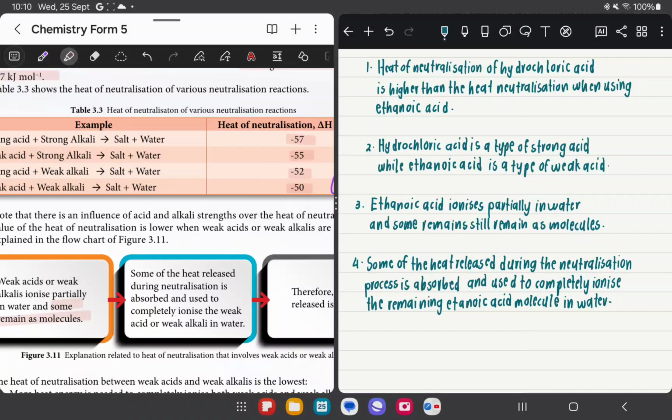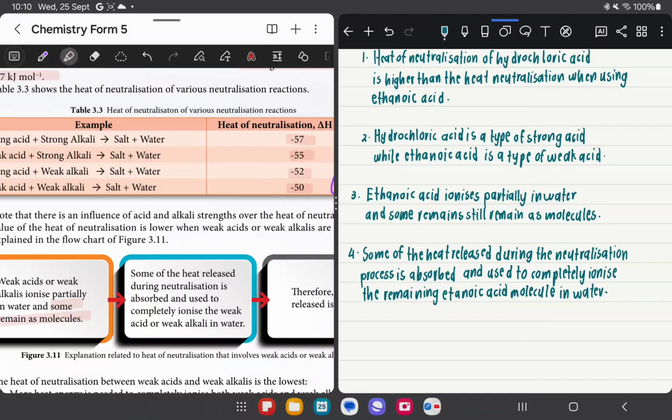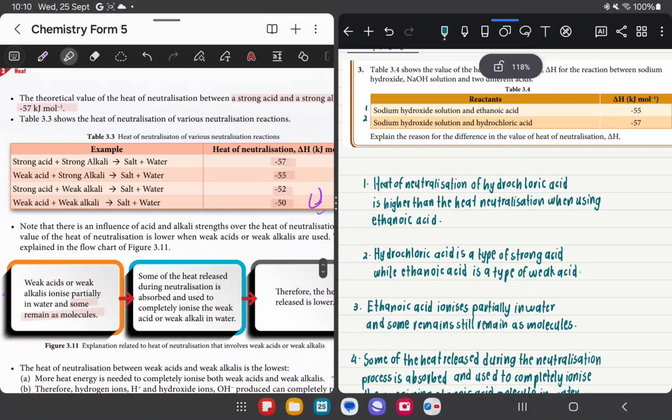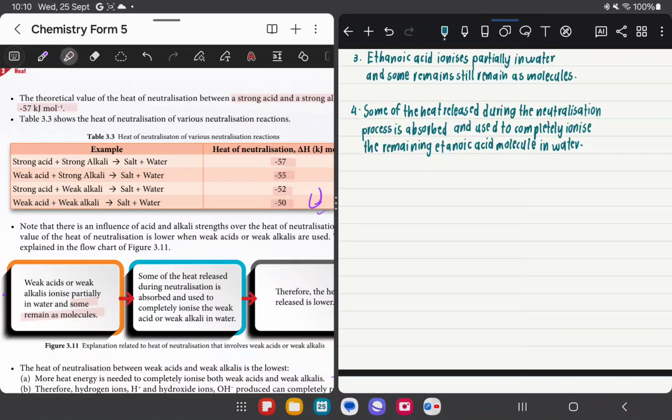And if you answer like this in your exam, you tak akan lari from dapat full marks lah. Okay, you akan dapat full marks. Make sure you just follow this textbook only. Okay, explain the reasons kan. So give another one final sentence lah.